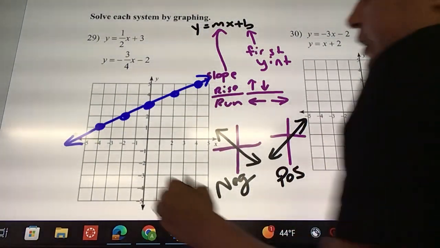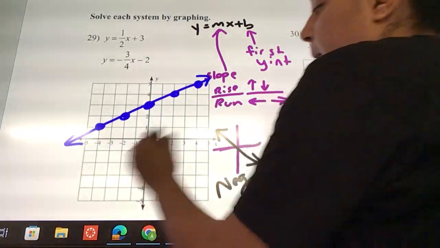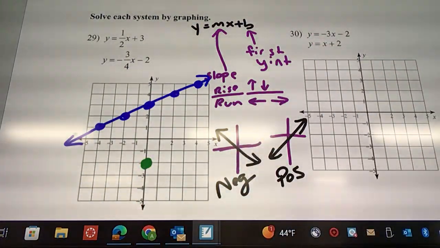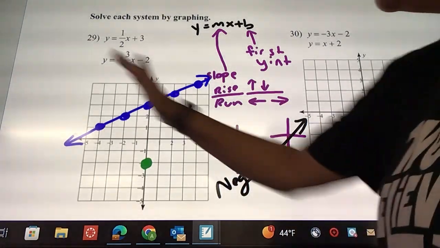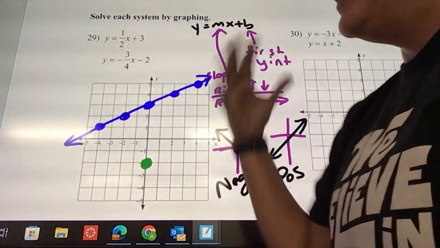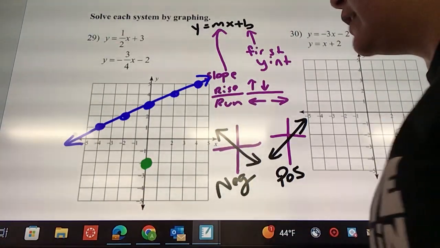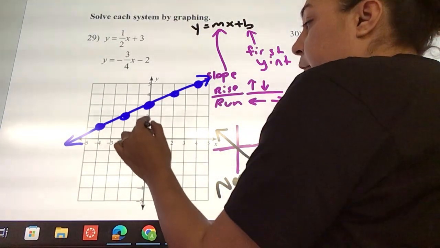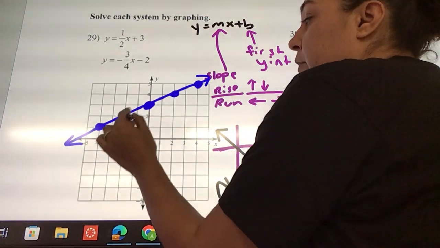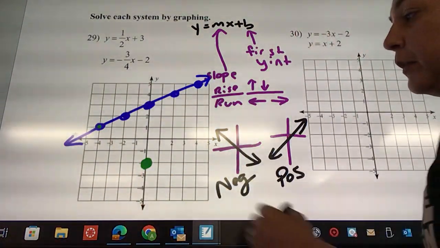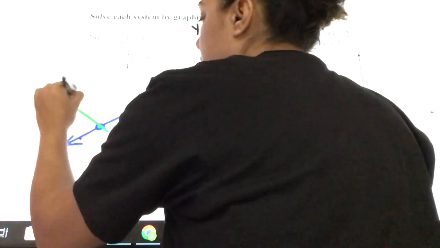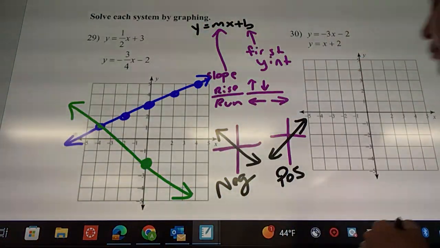Line 2 starts at -2. Okay, and my slope is -3/4. So my line is negative, so it's got to be going this way. And even if you're not sure where they intersect, we're going to go up 3, 1, 2, 3, over 4, 1, 2, 3, 4. Okay, notice how that dot is green and blue. That's going to be our solution. Okay, that's where it does both.